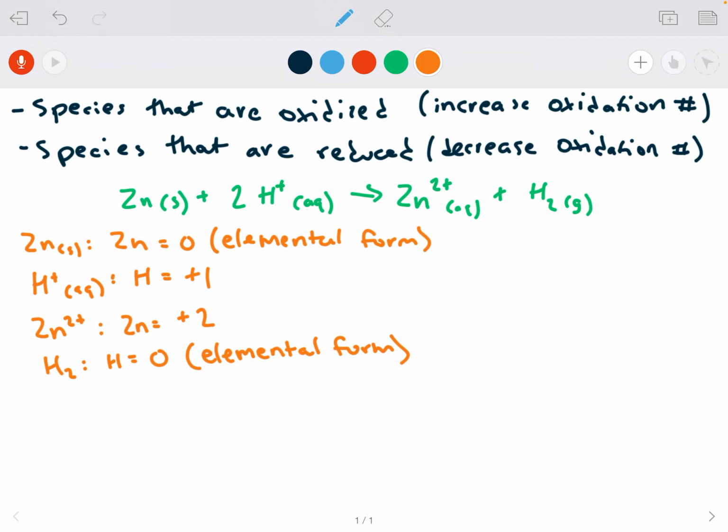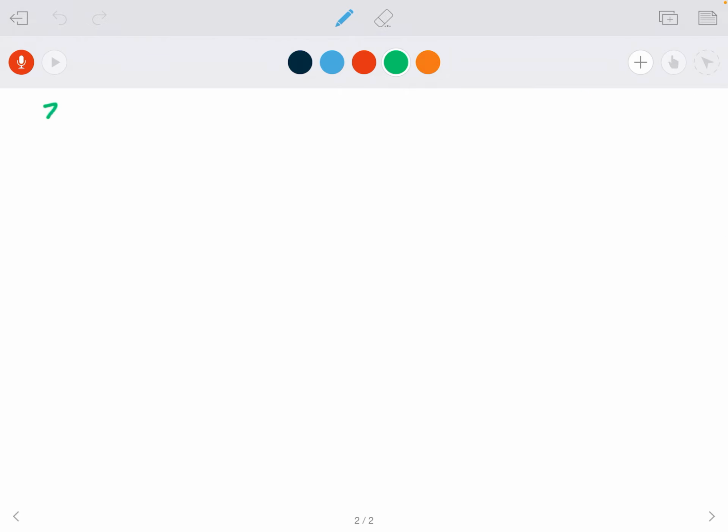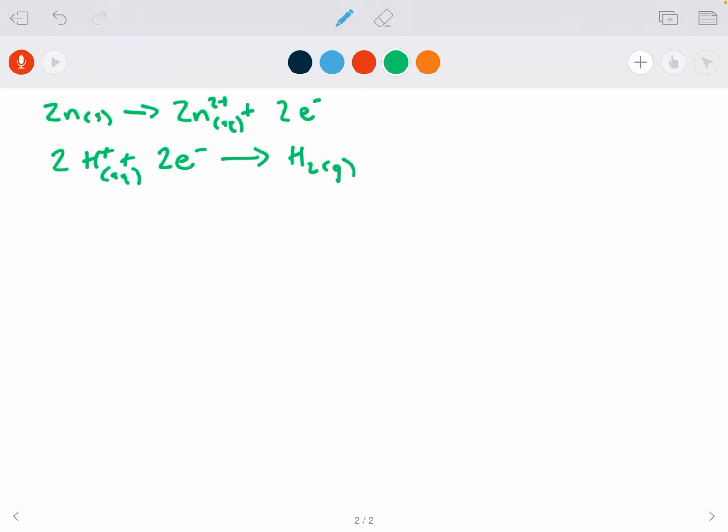Okay, so we can split this now into two half reactions based on what the oxidation numbers are. And I'll go to a new page for that. So we have zinc solid yields Zn2+ plus 2 electrons. Right, I have to lose 2 electrons to go from something with a 0 oxidation number to a plus 2. Then for the hydrogen, my half reaction would be 2H+ plus 2 electrons gives me, mark the state, H2 gas. So this is the oxidation half reaction, and this is the reduction half reaction.